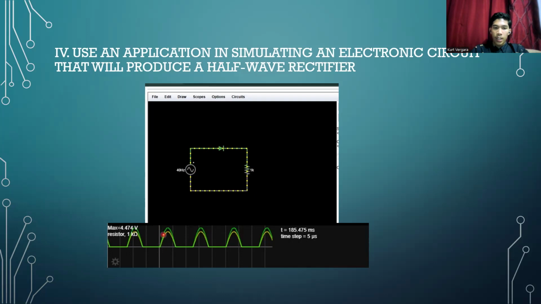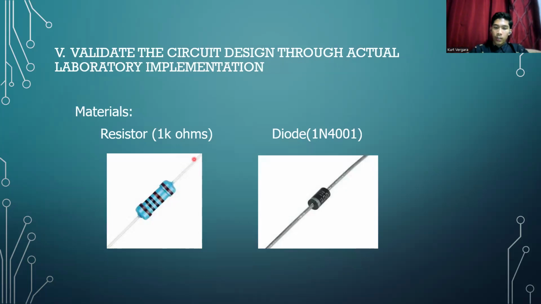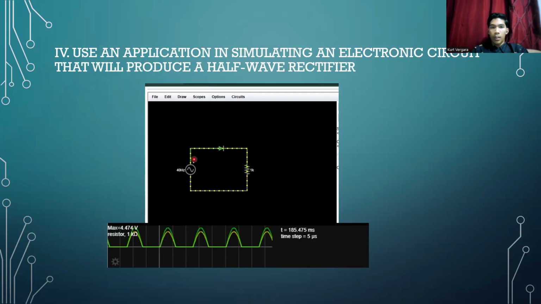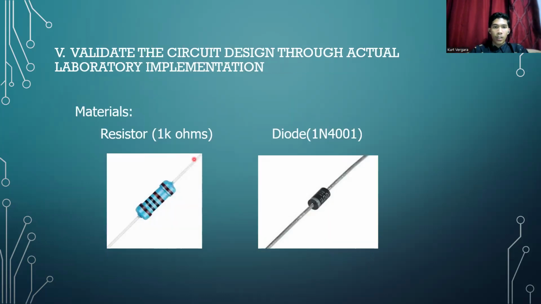There is a signal that passes through it. On the other hand, if it is reverse bias, the diode will not pass the current, so our output signal is zero. So that is a half-wave rectifier. That is the circuit. So to validate our circuit, we will use an actual laboratory implementation.